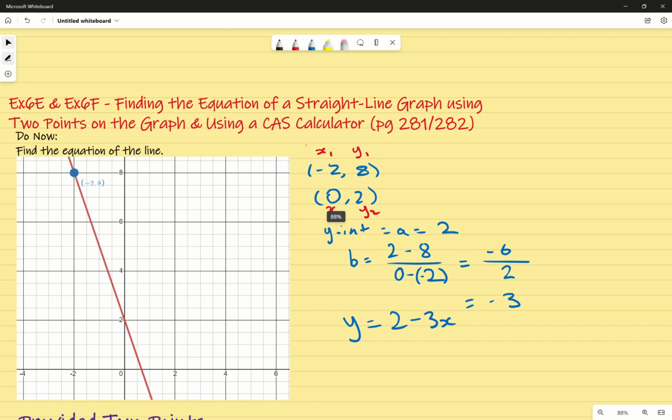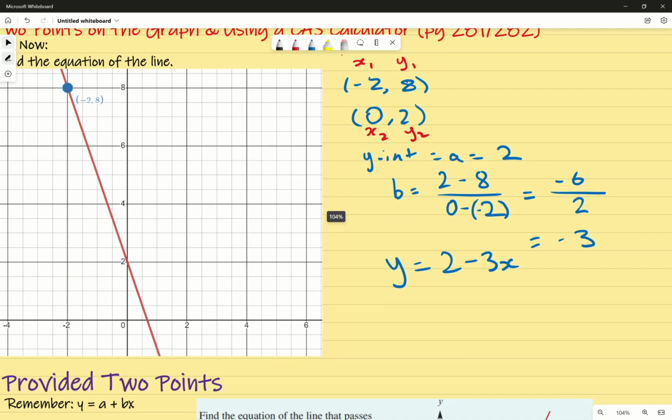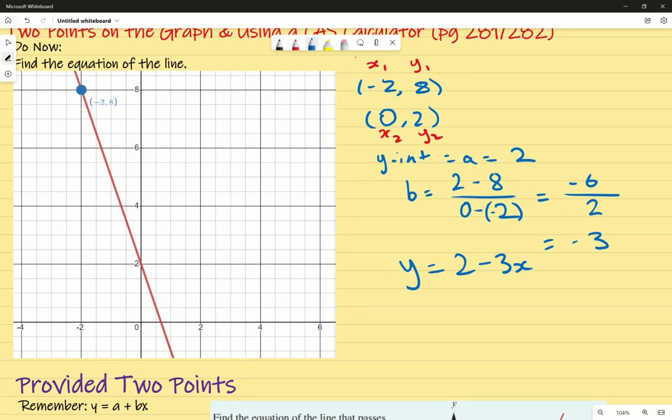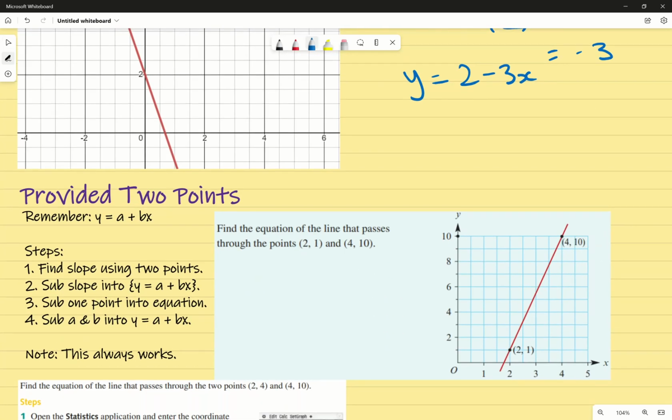Great. So this process generally works when you've been given a y-intercept, and it only works when you've been given a y-intercept because it very clearly labels what a is. Right? In this situation, that was the easiest part of the question. Just look at where it intersects with the y-axis, and then write that value for a. However, you're not always going to be given that.